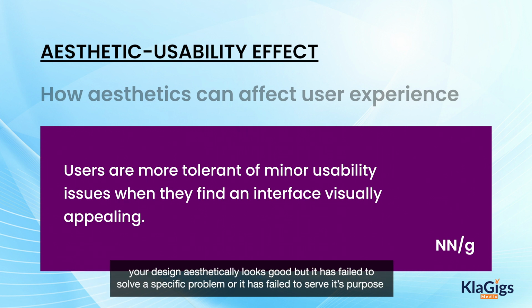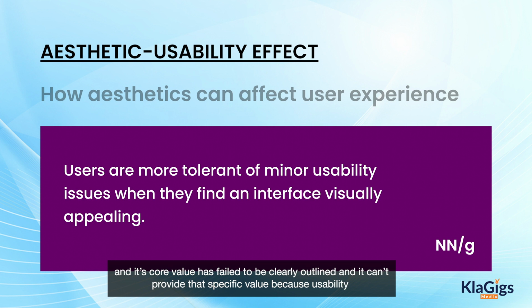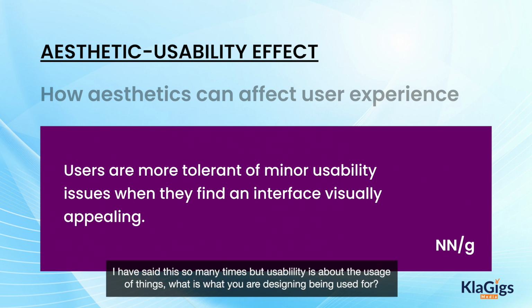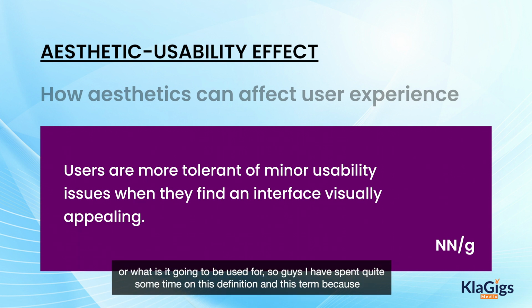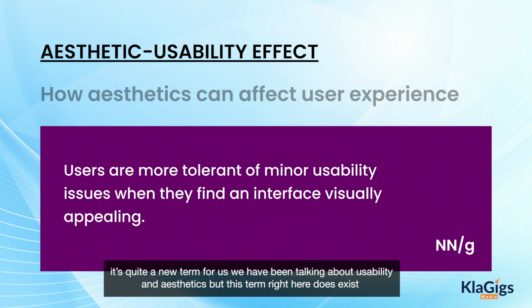This means that your design aesthetically looks good, but it has failed to solve a specific problem, or it has failed to serve its purpose, and its core value has failed to be clearly outlined, so it cannot provide that value. Because usability, I've said this so many times, is about the usage of things. What is what you are designing being used for, or what is it going to be used for? So guys, I've spent quite some time on this definition and this term, because it's quite a new term for us. We've been talking about usability and aesthetics, but this term right here does exist.